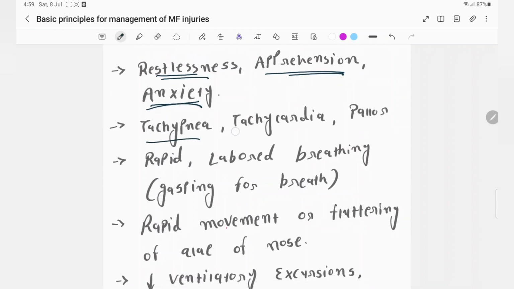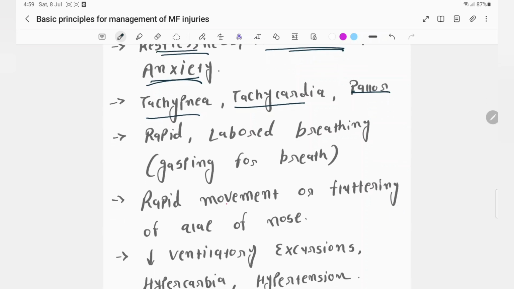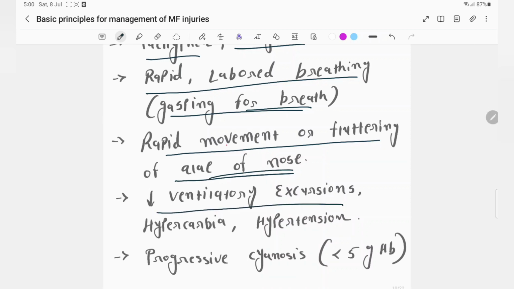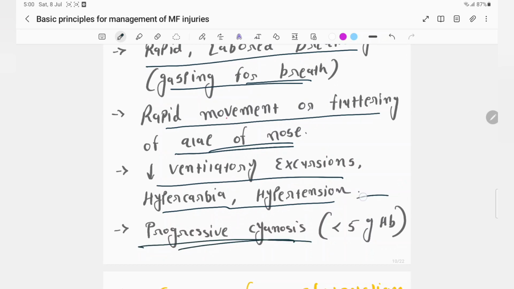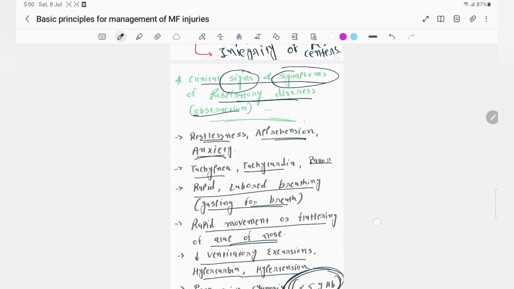Then tachypnea will be there, tachycardia, pallor will be there, because proper oxygen is not going to all the cells of the body. Then rapid labored breathing, it means gasping for breath, he is struggling for breath. Then rapid movement or fluttering of ala of nose. Then decreased ventilatory excursions, hypercarbia, hypertension, progressive cyanosis if hemoglobin is less than 5 gram. Okay, so these are all the clinical signs and symptoms.